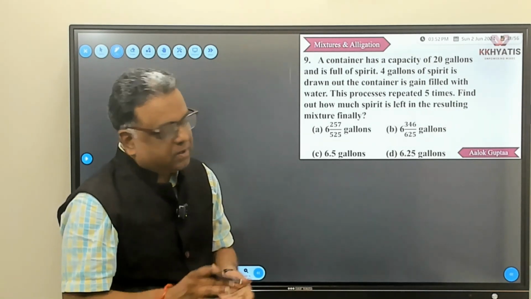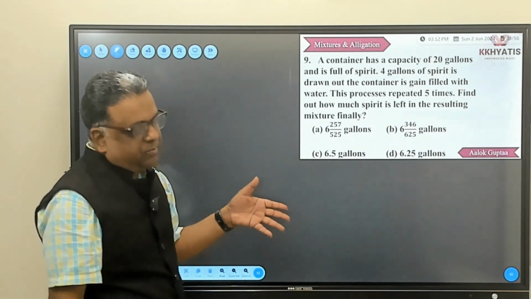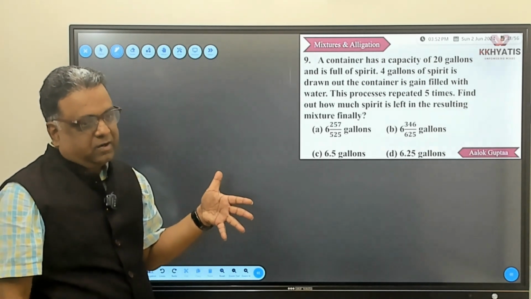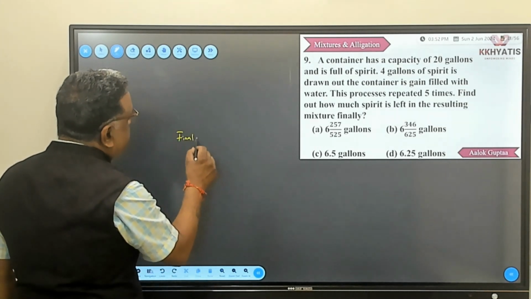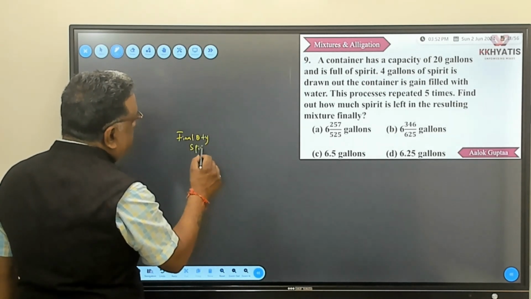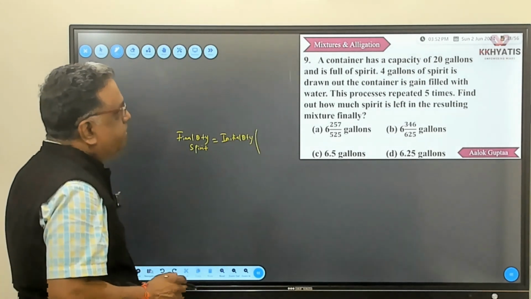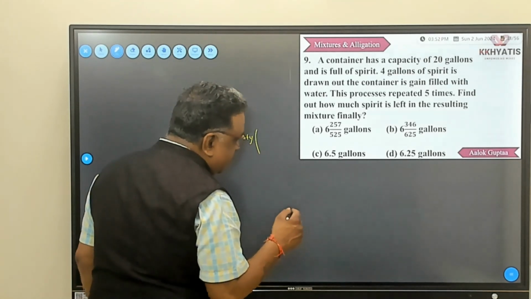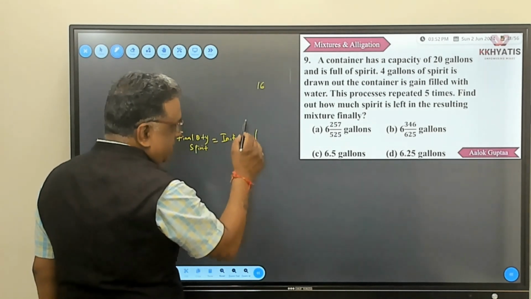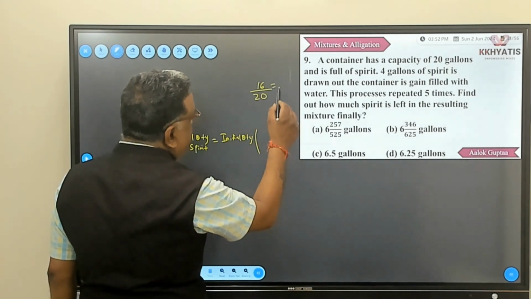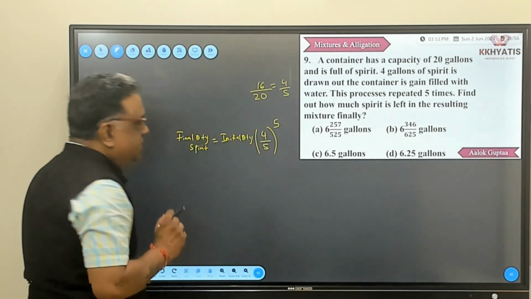So as in the previous session we saw, what is getting removed continuously? The spirit. So we will apply this formula on the final quantity and initial quantity of spirit on repeated removal of spirit. So I can say final quantity of spirit is initial quantity into the fraction left. So fraction left is how much? 4 gallons are removed. So 16 are left out of 20. So the fraction left is 4 by 5. And this is repeated 5 times. So this is how it is.